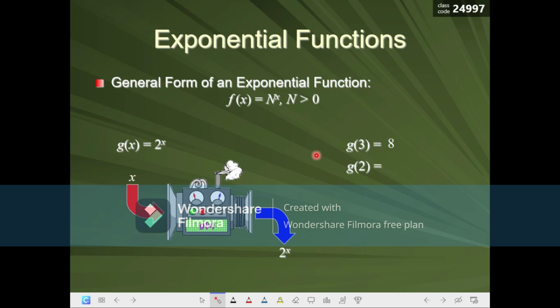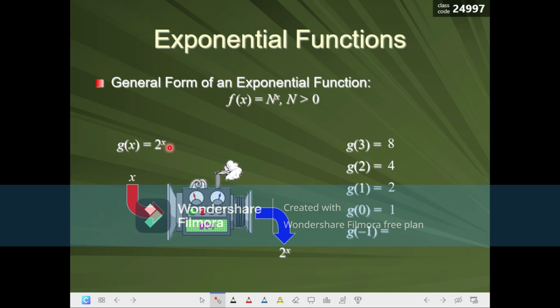Okay. What if g of 2, meaning x is 2? That will become 2 squared. That gives us 4. How about g of 1? That is 2 to the power of 1. That gives us 2. How about g of 0? That's 2 to the power of 0. That gives us 1.